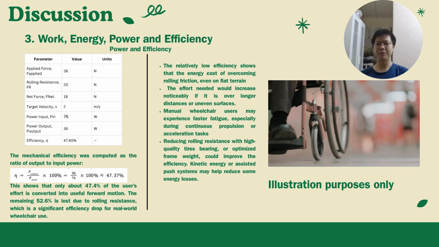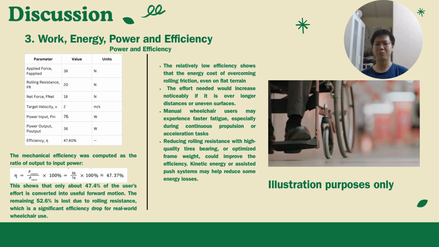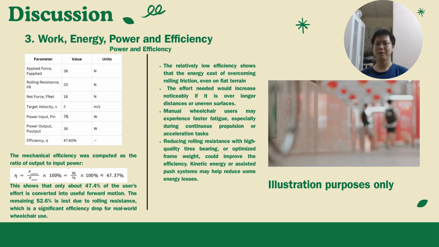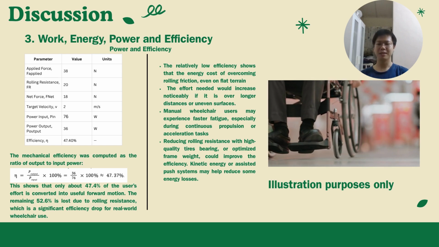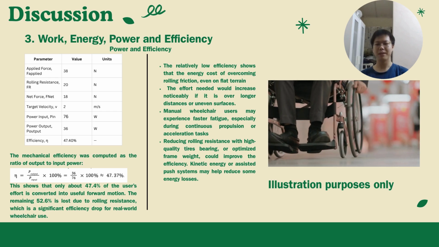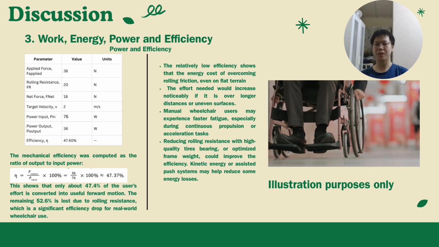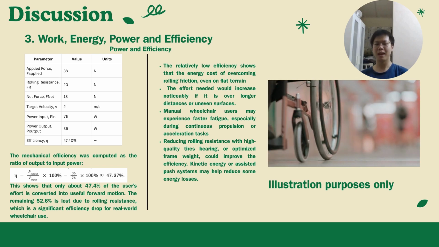As a result, manual wheelchair users may experience fatigue more quickly, especially during repeated propulsion or acceleration. To improve efficiency, we suggest reducing rolling resistance by using high-quality tires, better bearings, or optimized frame weight. Assisted push systems or kinetic energy recovery may also help reduce energy loss.